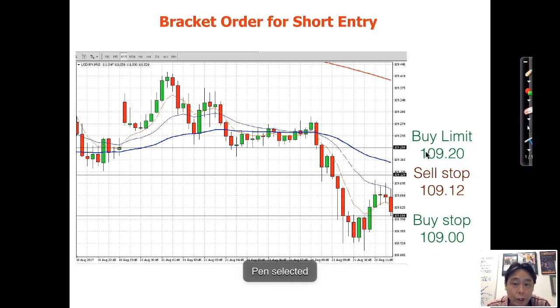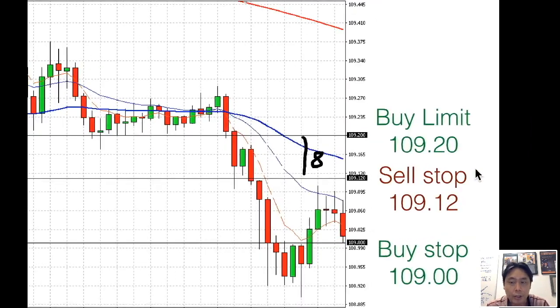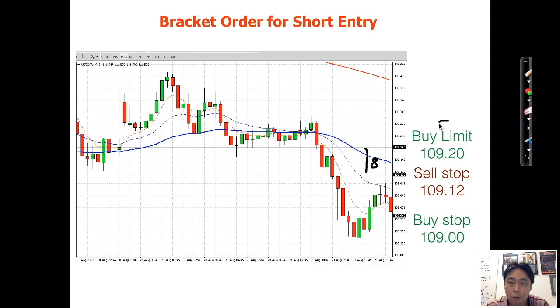One of the things that I'm going to teach you is that your stop loss should always be at least 8 pips away from your entry price. Okay, so in this case, it's 109.20, so it's 8 pips. And again, my stop loss would be a buy limit of 109.20. So this is my stop loss price. This is my entry price.